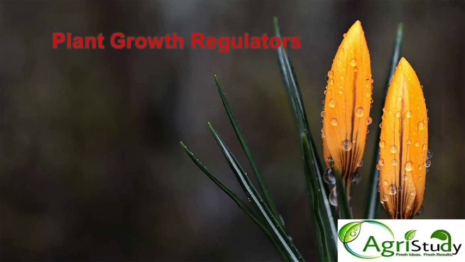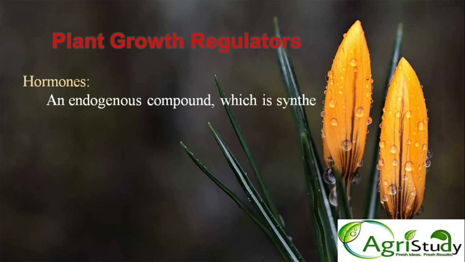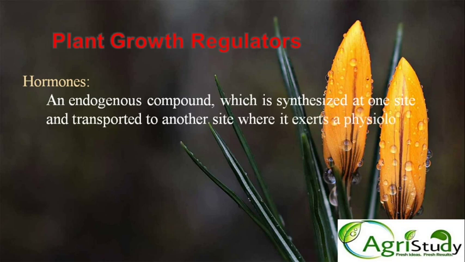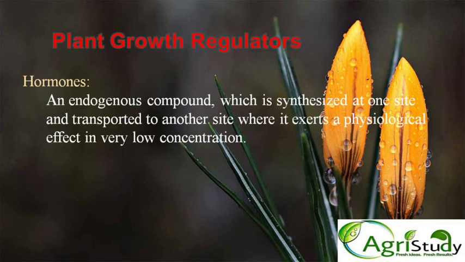Okay, let's see what plant growth regulators are. One by one, let's see the definition. First of all, plant growth regulators are hormones. In the general sense, here hormones means plant hormones. It's an endogenous compound, meaning it is within the plant, which is synthesized at one site and transported to another site where it exerts a physiological effect in a very low concentration.